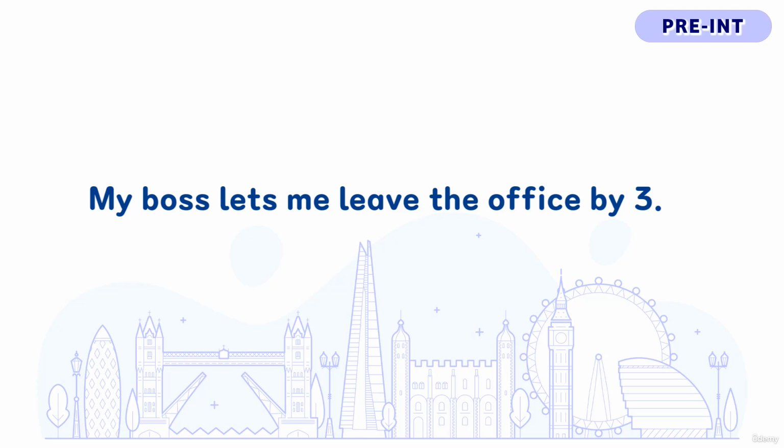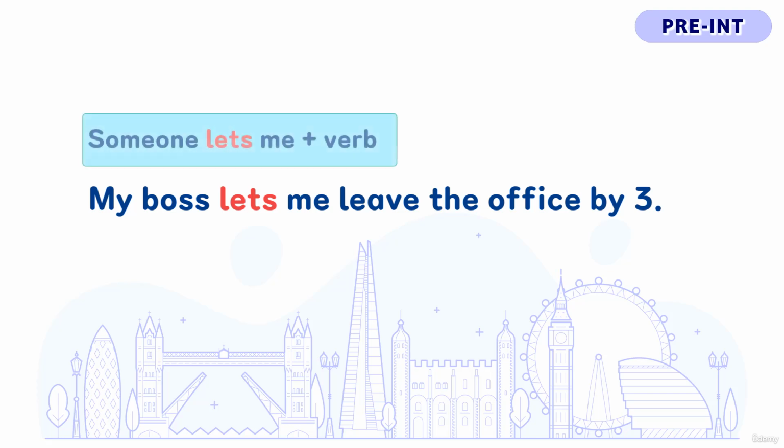Finally, let's take a look at how we can say someone allows me to do something. My boss lets me leave the office by 3. Here the key word is the verb let. And we can use let to talk about being allowed to do something, as in having the permission to do something. And the key structure is someone lets me plus verb. And the verb is what I am allowed to do. And the permission is given by someone. So in this sentence, I am allowed to leave the office by 3. And the permission is given to me by my boss.